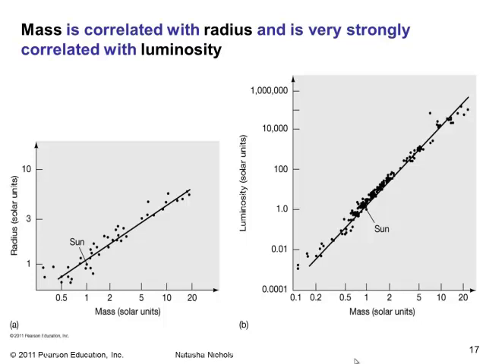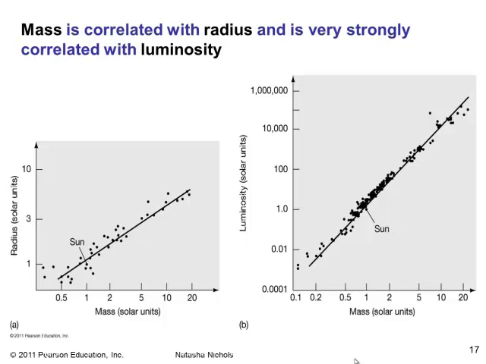On frame B, we have the dependence of main sequence luminosity on mass. The luminosity increases roughly as the fourth power of the mass, and that's indicated by the straight line.